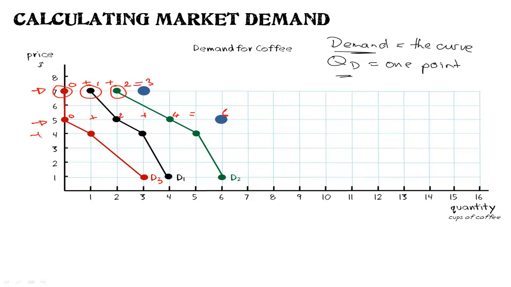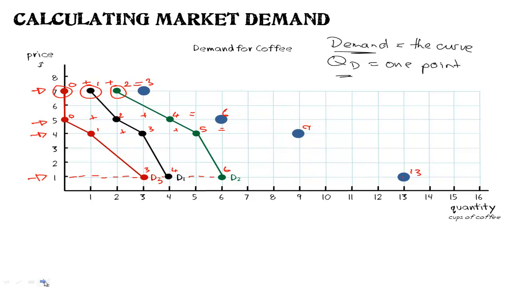So again, we just keep going along and we add up the quantity demanded. So 1, 3, and 5. We add those up. 1 plus 3 plus 5 equals 9. And then the last one, we're going to do it at $1. I'm just going to draw a line across here, so let's go along here. So 3 plus 4 plus 6 gives us over here 13. Okay, quantity demanded of 13 at the price of $1.